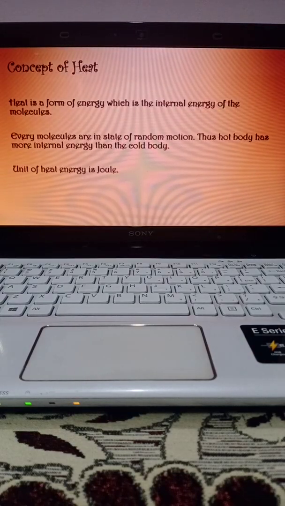So first we are going to see what is heat energy. Heat is a form of energy which is the internal energy of molecules. Here internal energy of molecules means the kinetic energy of molecules. So when any object is hot, it means that it has more kinetic energy, and if any object is cold, then it means that it is having less kinetic energy. Then unit of heat is joule.